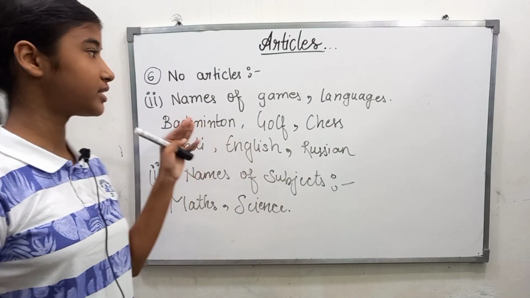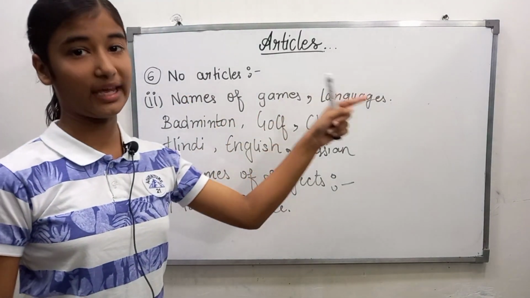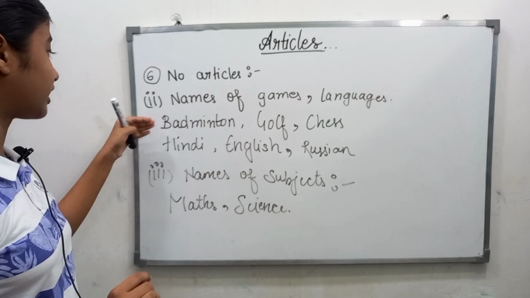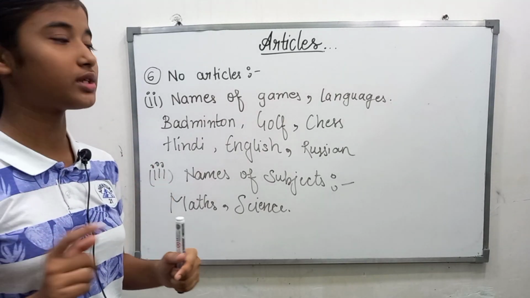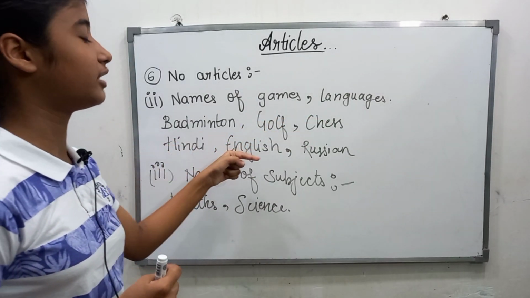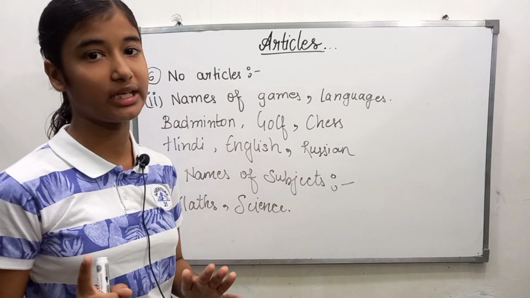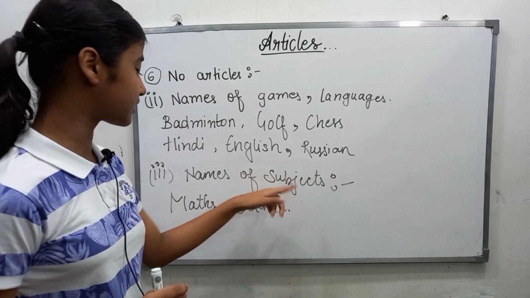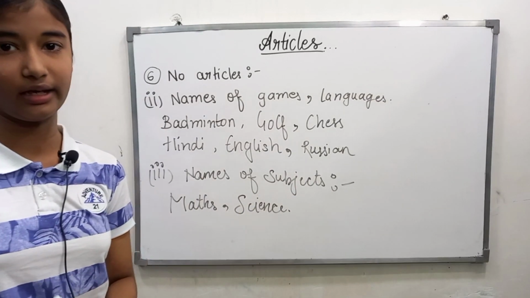Now guys, coming up to the second part of where you should use no article, names of games or languages. Now here, you should not use a, an, or the. Like, you cannot say "a badminton". You should say badminton. You should not use articles with golf, chess, and the languages Hindi, English, Russian, or any type of language. It doesn't matter, but you should not use any type of article there. Now here, the third part, names of subjects like maths, science, social science. You should not use a, an, or the here.